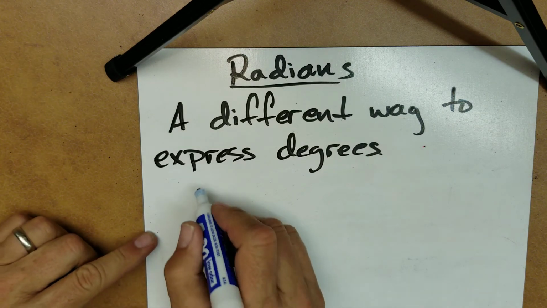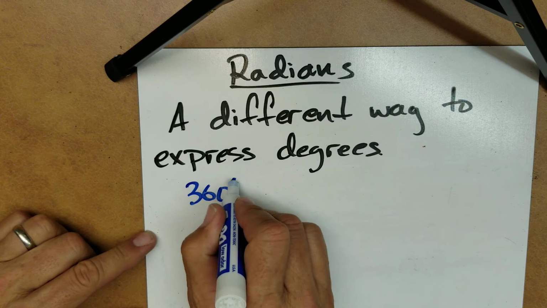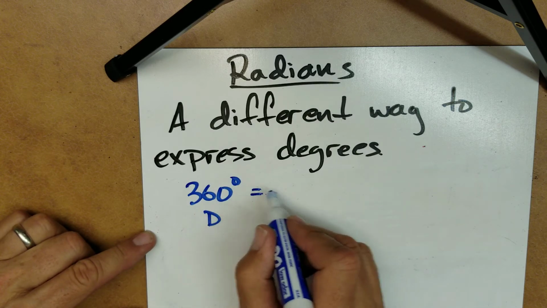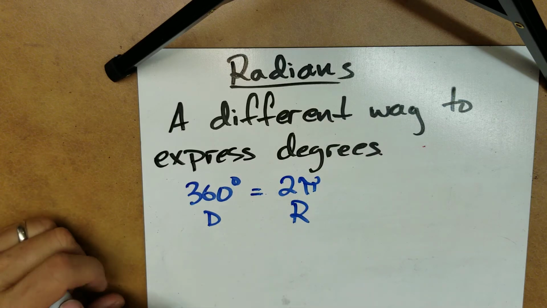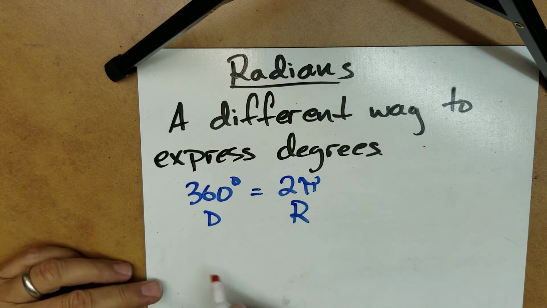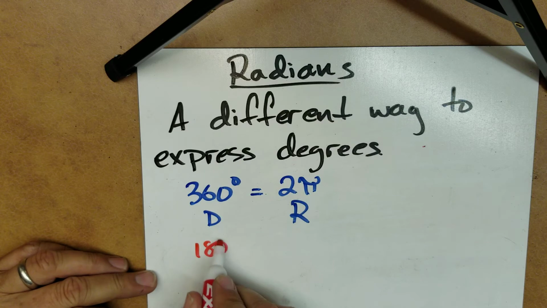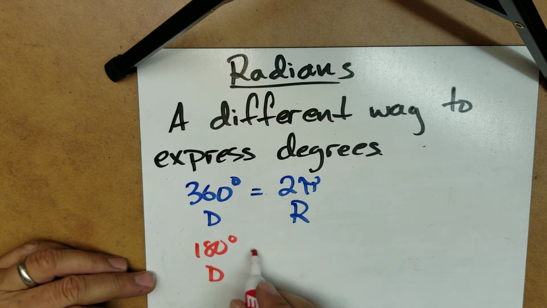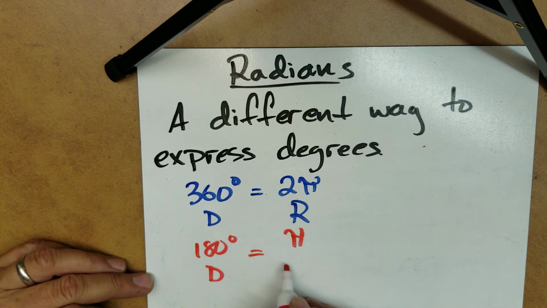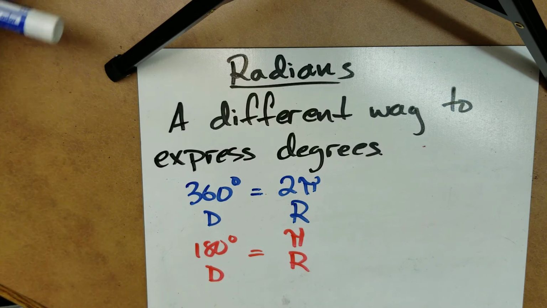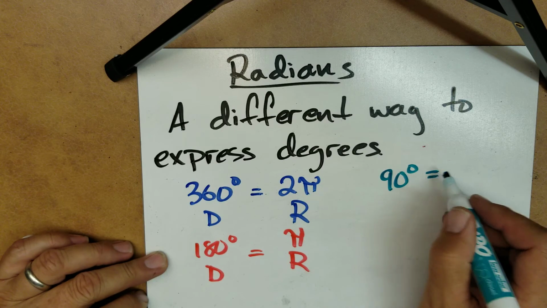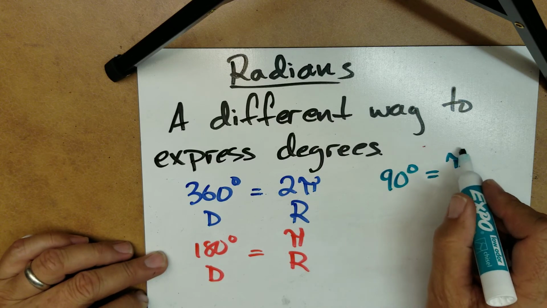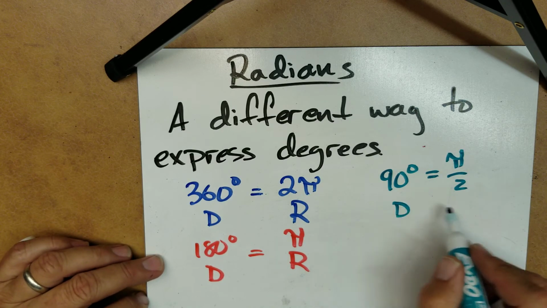For example, if I have 360 degrees, then that's equal to 2 pi radians. See, these are equivalent. It's just a different way of expressing it. If I took that and I divided by 2, I'd have 180 degrees, and that's going to give me pi radians, like so. And the last one that I'll show you, what if I just divided that by 4? 90 degrees, that's going to give me pi over 2 radians. So these are just equivalences.